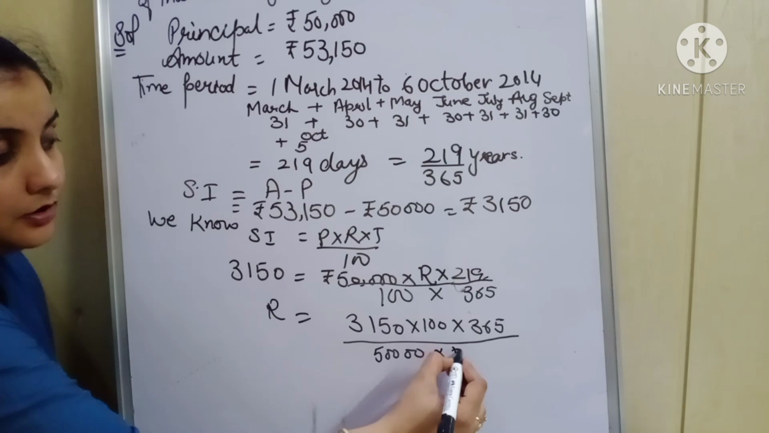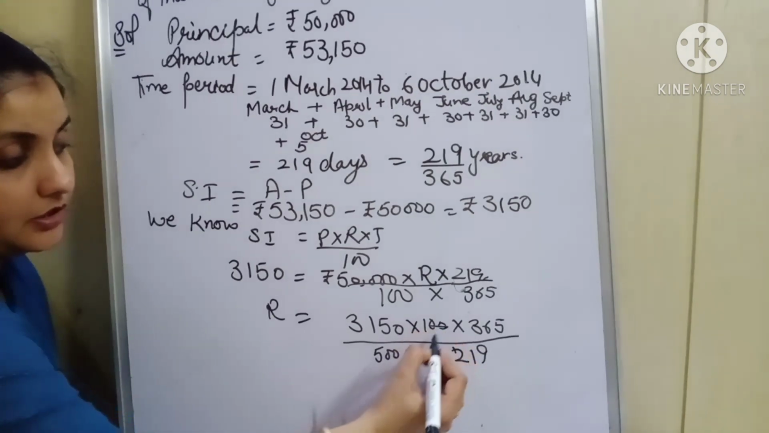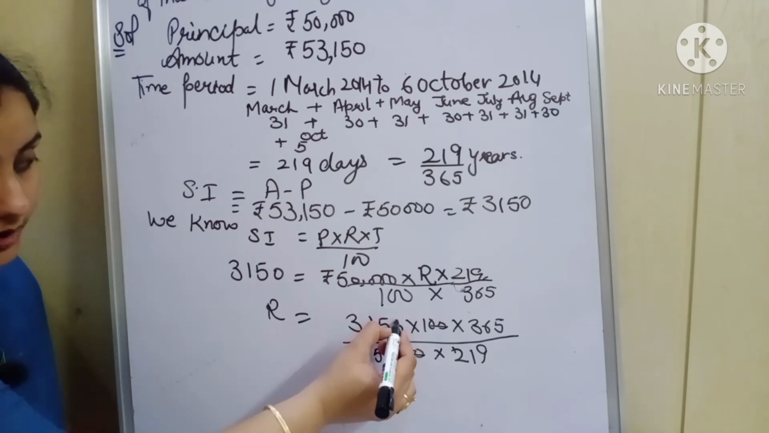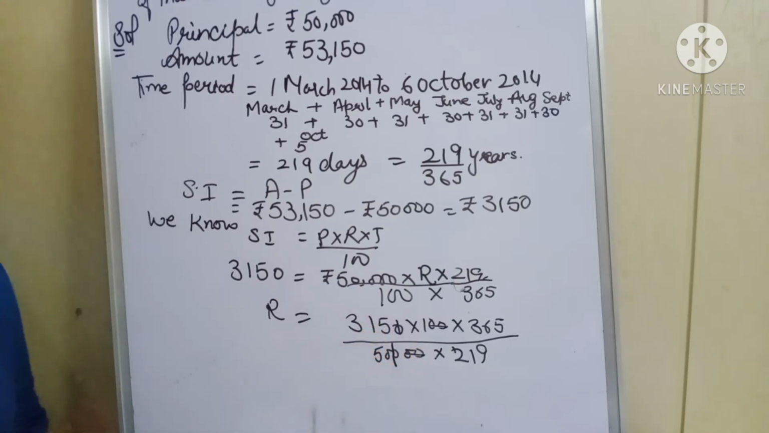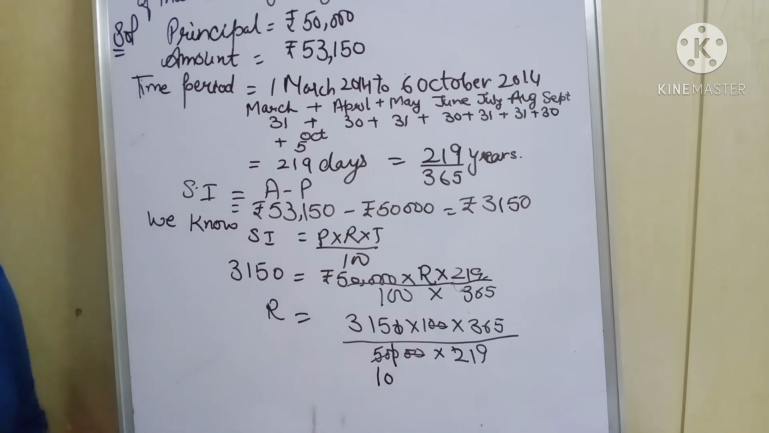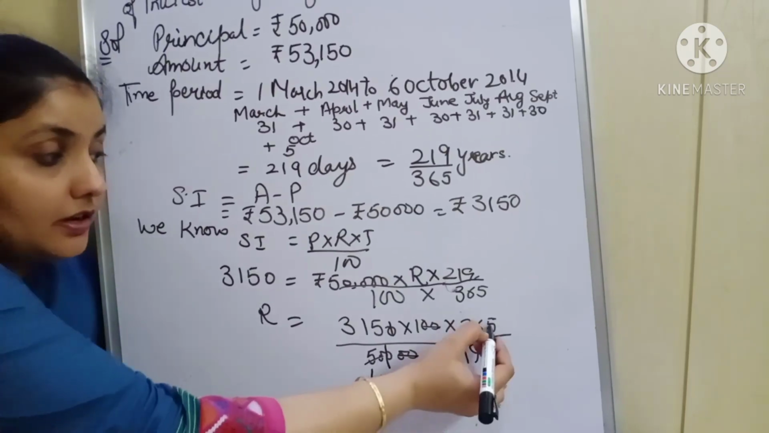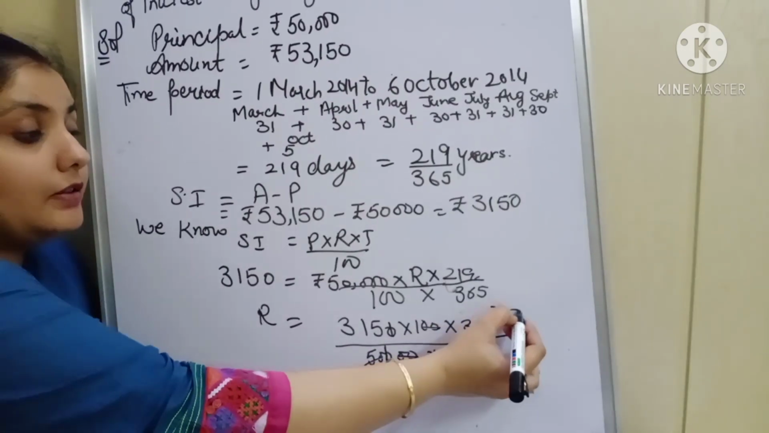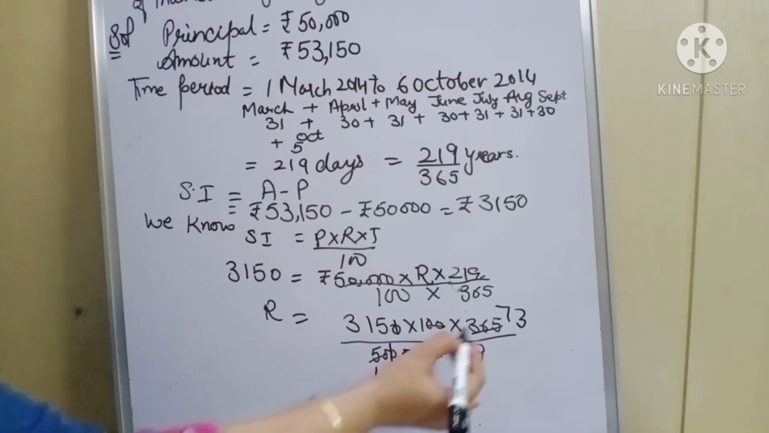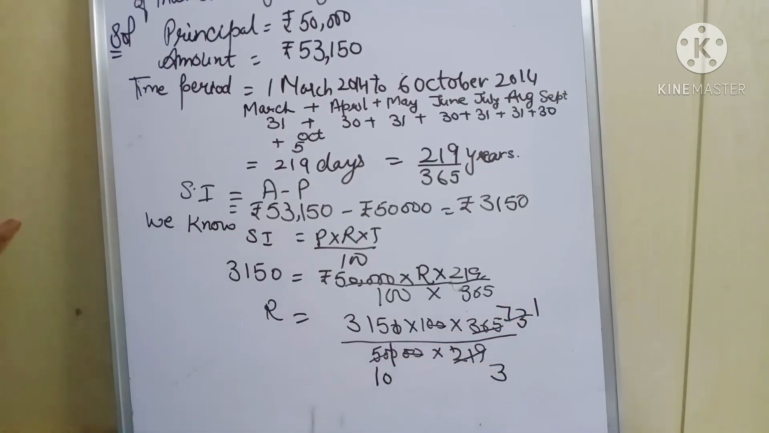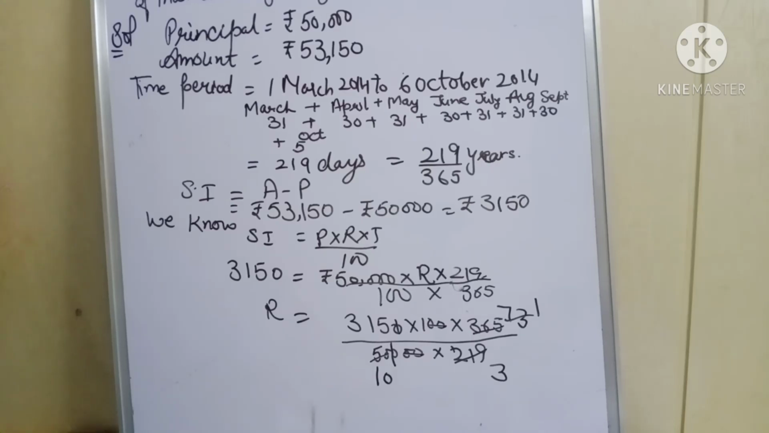multiply 219. These two zeros are cancelled. 1 0 of this and this is cancelled. On the table of 5, 5 ones are 5, 5 zeros are 0. Here again on the table of 5, 5 sevens are 35, 1 remainder, 5 threes are 15. Now 73 ones are 73, 73 multiplied by 3, 219. Here you are also going to cancel.